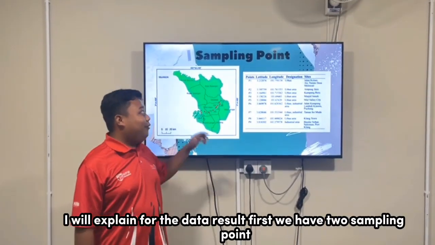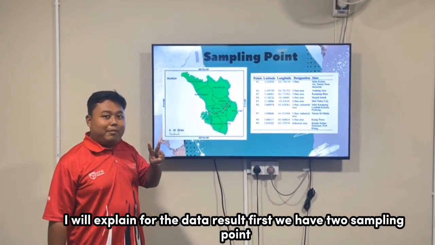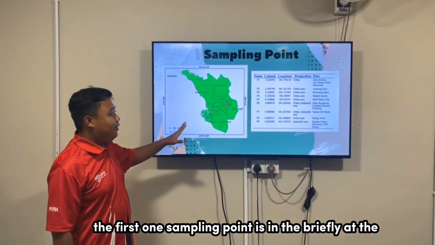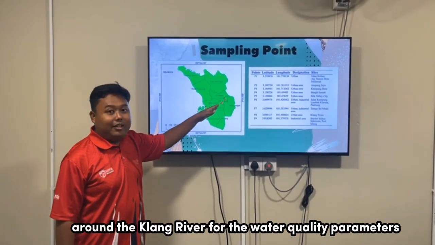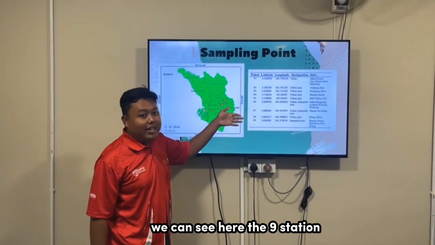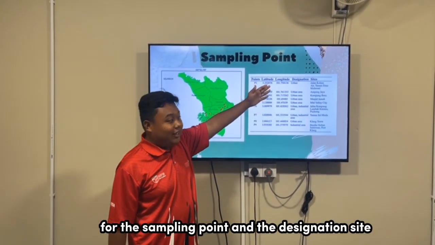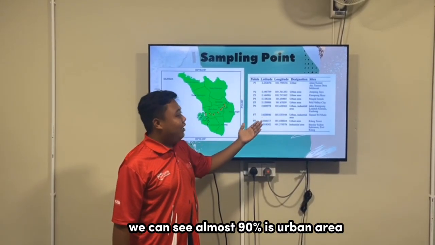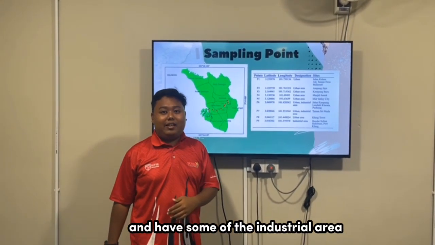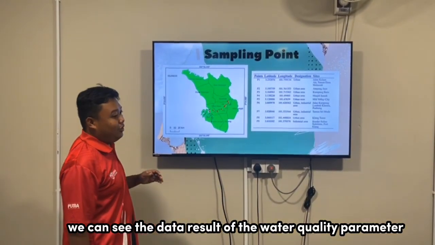Hi guys, I will explain the data results. First, we have 2 sampling points, but I will tell the first one. The first sampling points are around the Klang River for the water quality parameters. We can see here the 9 stations for the sampling points, and at the sampling site almost 90% is urban area and has some industrial area. Next, we can see the data results of the water quality parameters.